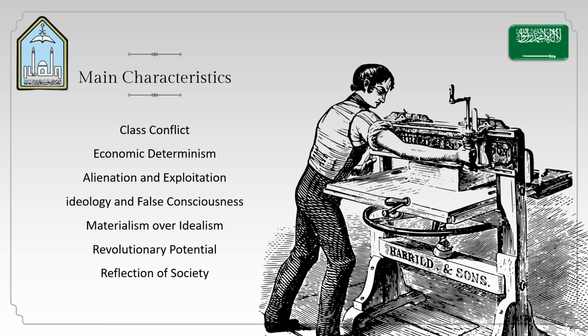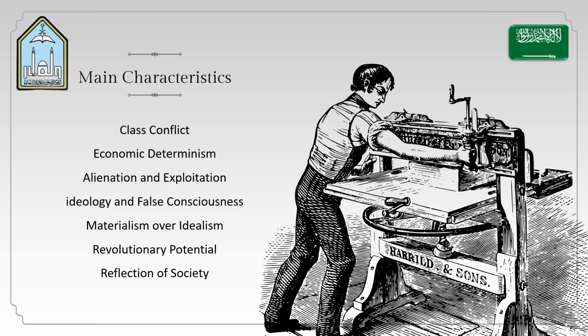We talked about what Marxism in literature is. Then let's talk about the main characteristics of Marxist literary theory. So the first thing is class conflict. Every society is divided into classes: the rich bourgeoisie who own the means of production and the poor proletariat who sell their labor. Literature often reflects this tension, showing oppression, struggle, or rebellion.